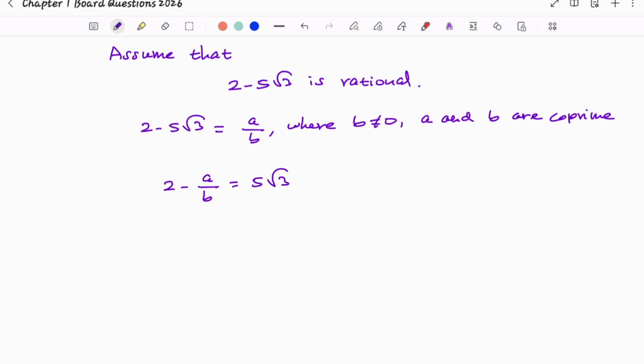If it is negative, we have to shift the term to the other side. Now simplify this term by taking the LCM: 2b minus a, the whole divided by b, is equal to 5 root 3. Now shift the multiple 5 to the other side, so it becomes division: 2b minus a divided by 5b is equal to root 3.